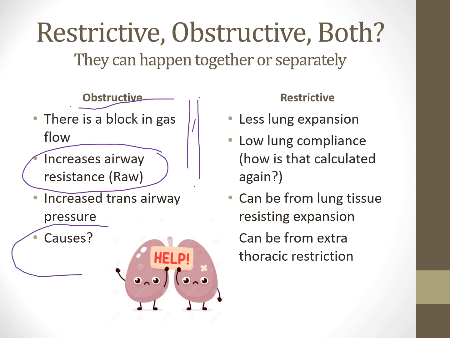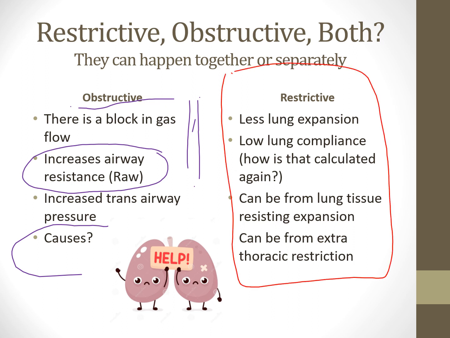Now, over here, we'll use red. Over here, we'll look at restrictive conditions. This means that the lung can't expand. Imagine someone giving you a giant compressive bear hug, right? What's going to be your ability to take a deep breath in that scenario? It's going to be very low, right? It's going to restrict your lung expansion. And that's what we're looking at here.